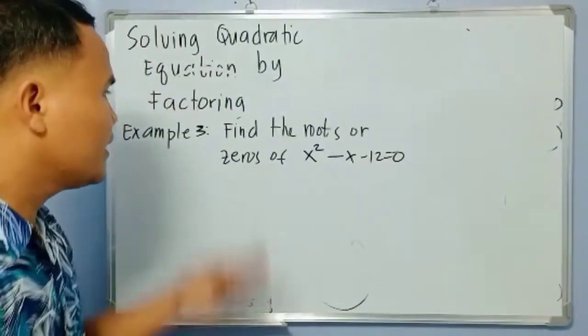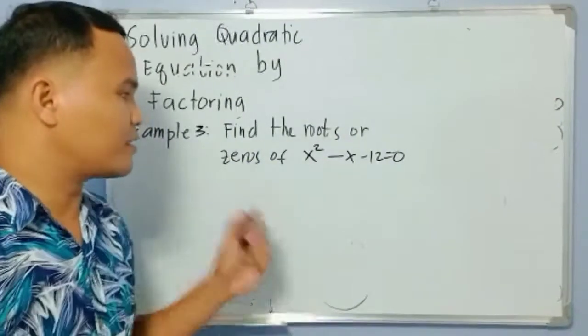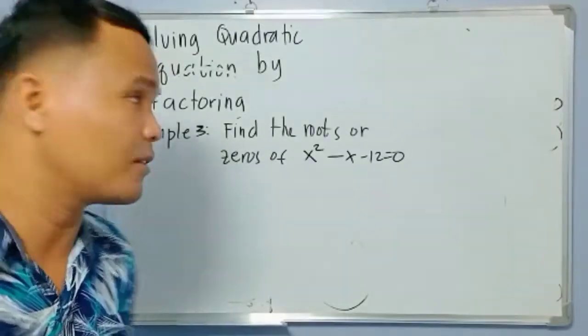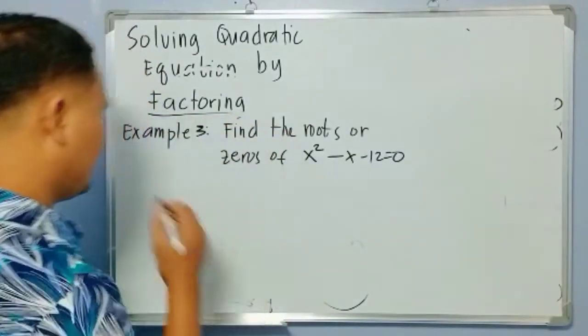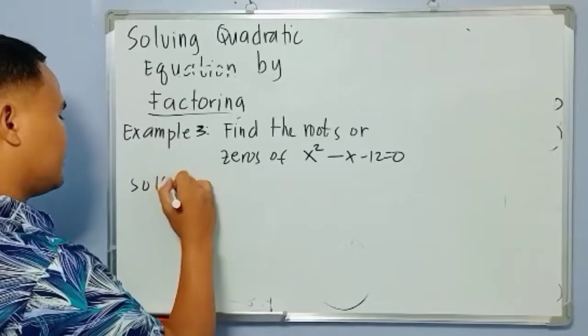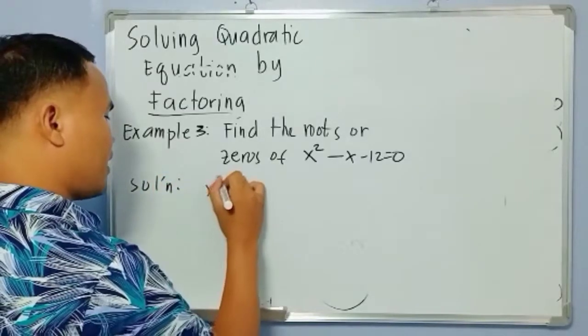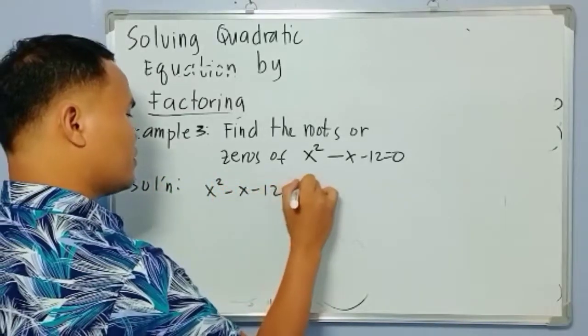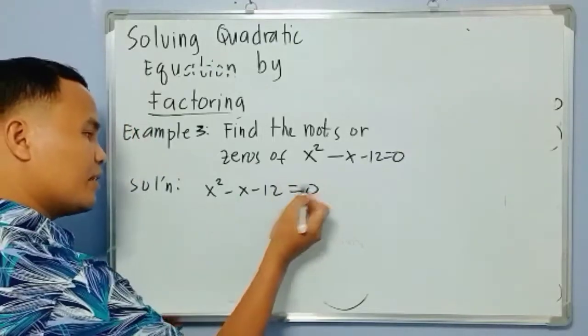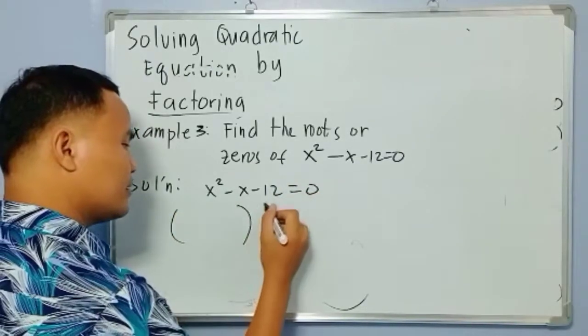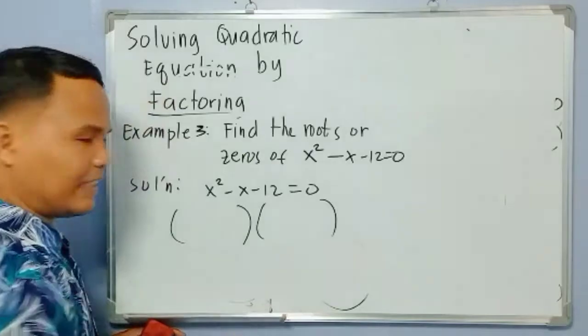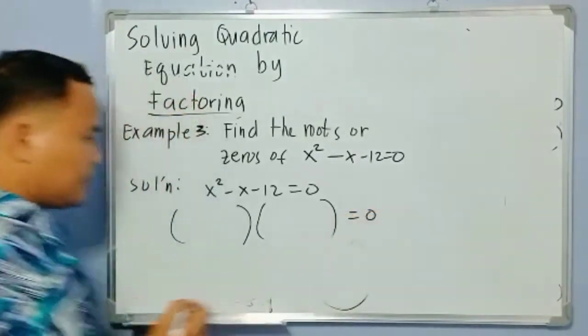Example number 3. Find the roots or zeros of x squared minus x minus 12 equals 0 by using factoring. So, solution: x squared minus x minus 12 equals 0. Again, we need to create two parentheses, equated to 0.